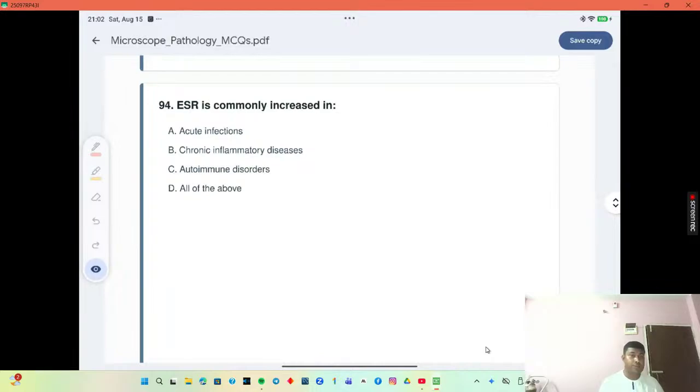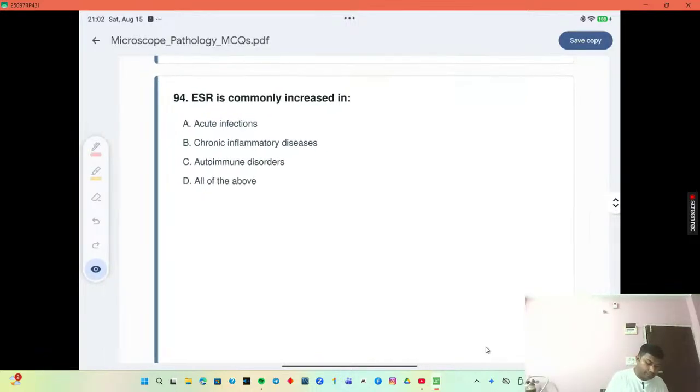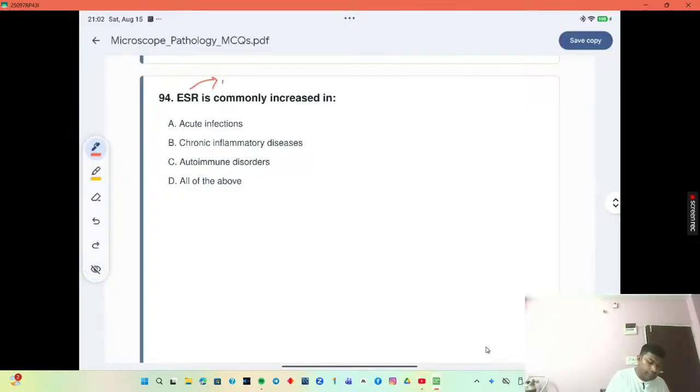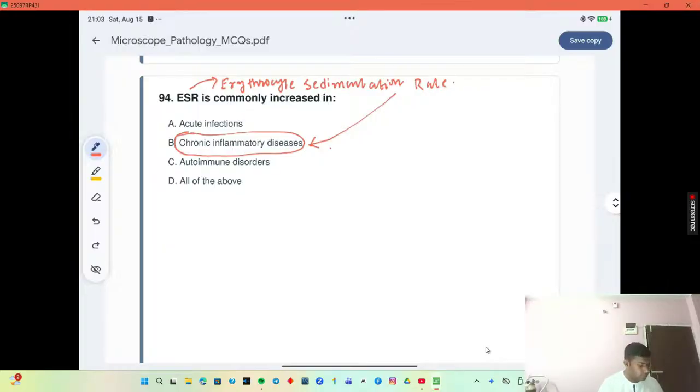So ESR, what do you mean by ESR? ESR is erythrocyte sedimentation rate. Now ESR is commonly increased in which condition? We find an increase in ESR when there is chronic inflammatory disease. Okay.